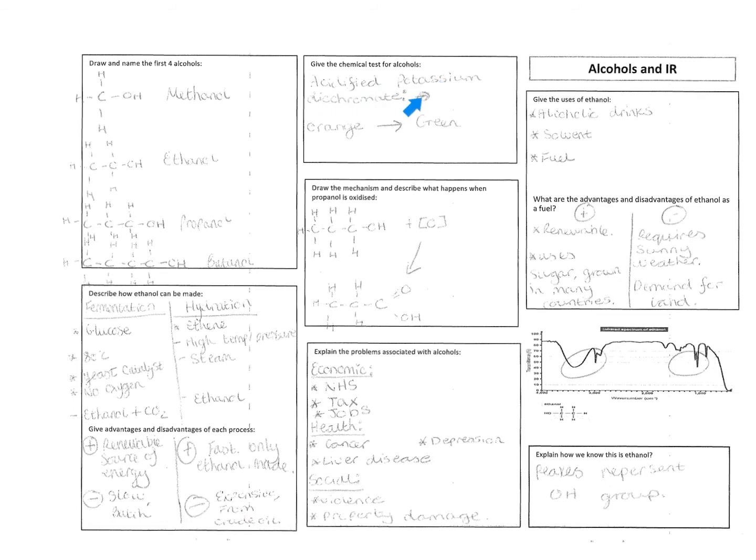How do you test for alcohols? Use an acidified potassium dichromate, orange to green. Draw the mechanism and describe what happens when propanol is oxidized, okay? That's essentially adding oxygen. We use potassium dichromate to do it, and it turns into a carboxylic acid. That is the carboxylic acid functional group there, okay?